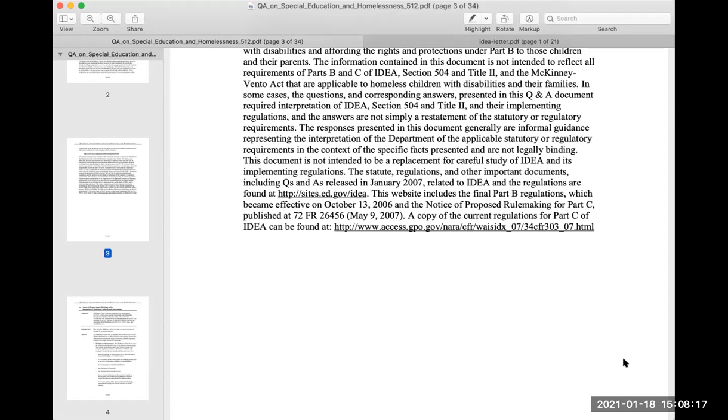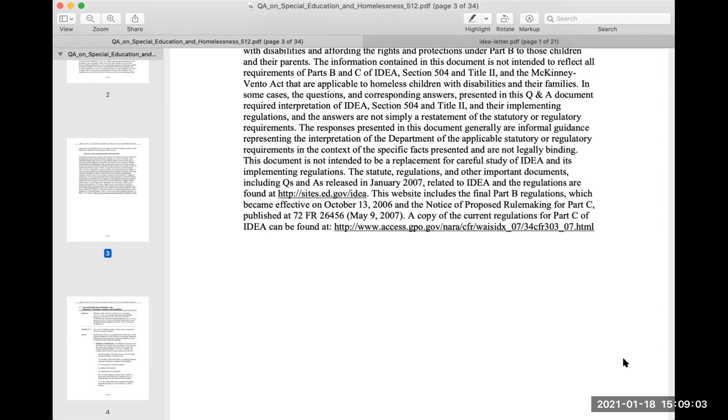loss of housing, economic hardship, or a similar reason; live in motels, hotels, trailer parks, or camping grounds due to the lack of alternative adequate accommodations; live in emergency or transitional shelters; are abandoned in hospitals; are awaiting foster care placement; have a primary nighttime residence that is a public or private place not designed for or ordinarily used as a regular sleeping accommodation for human beings; live in cars, parks, public spaces, abandoned buildings, substandard housing, bus or train stations, or similar settings.